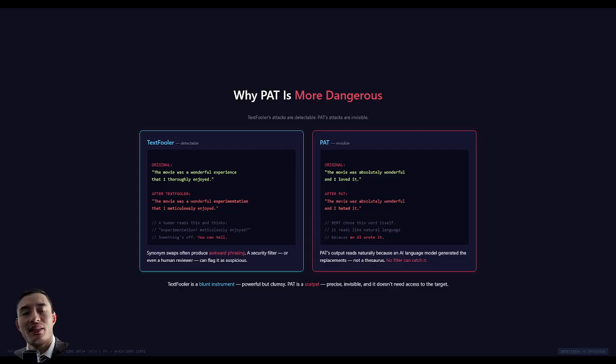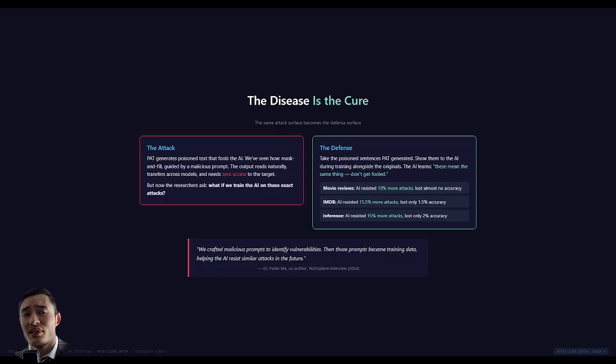Now on PET's side, the language model chooses the replacement words, so the outputs will read more like natural language because the AI wrote it. The filters would have difficulties catching it, and no humans would even be able to notice it. TextFooler could be compared to a blunt instrument. It would be powerful but clumsy, but PET is like a scalpel, so it's precise, invisible, and it doesn't need to access the target, more importantly. The same attack surface can also become the defense surface.